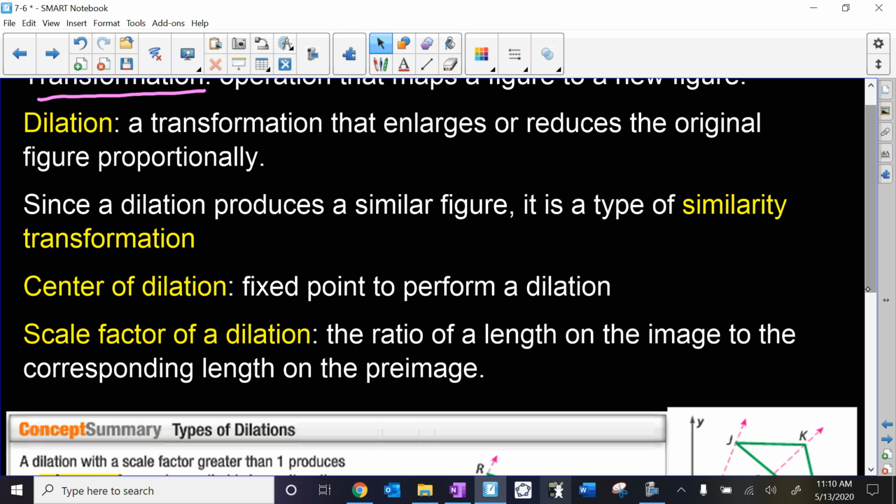And then we're going to have what we call a scale factor of our dilation. This is the ratio of the image, which is your new shape, over your pre-image, which is your old shape. So anytime I ask you what the scale factor is, always think new over old.